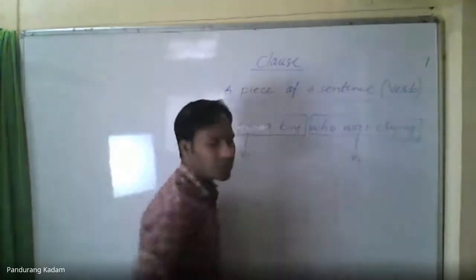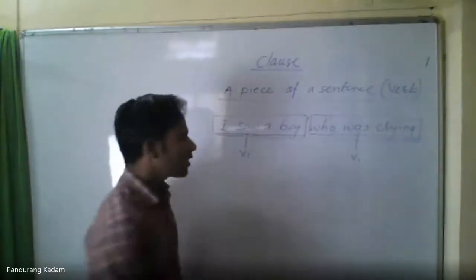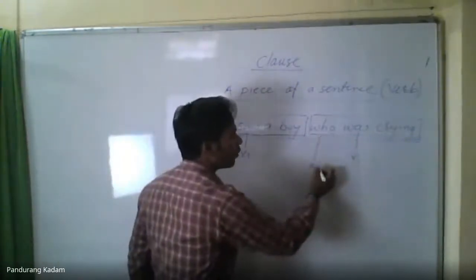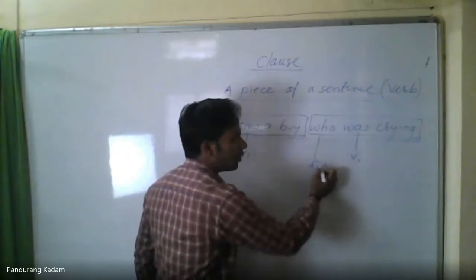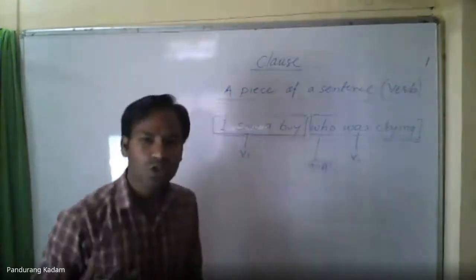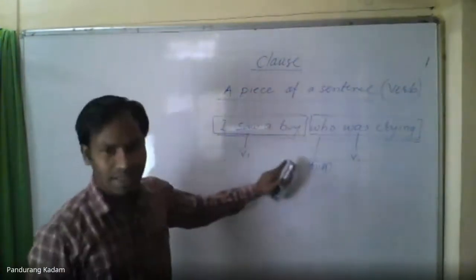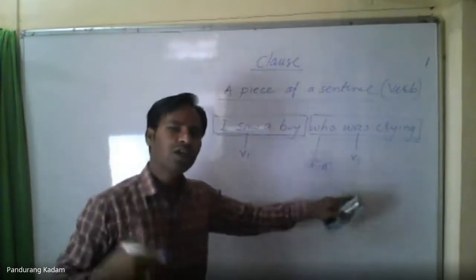This is not a question, who was crying. उसका मतलब यहाँ पे कौन ऐसा नहीं है, तो ये है who means जो कि. I saw a boy, मैंने एक boy देखा, who was crying, जो कि रो रहा था.